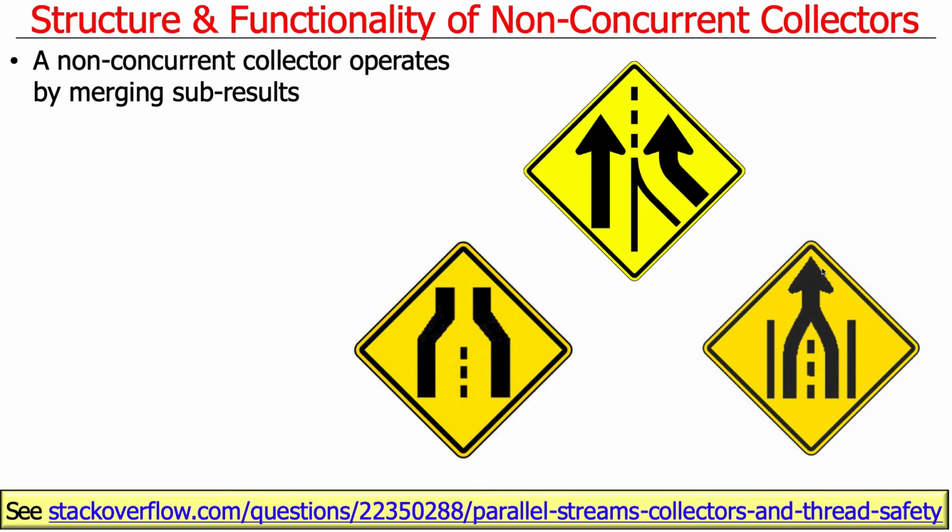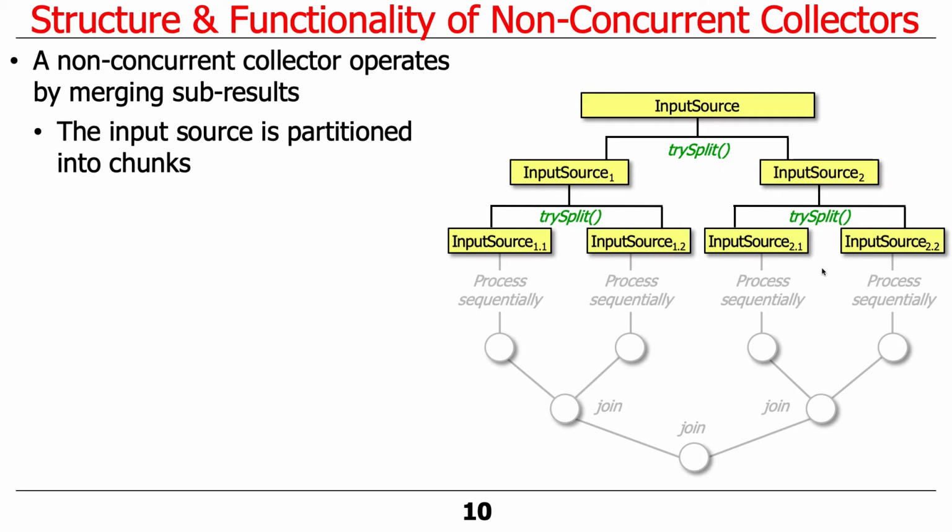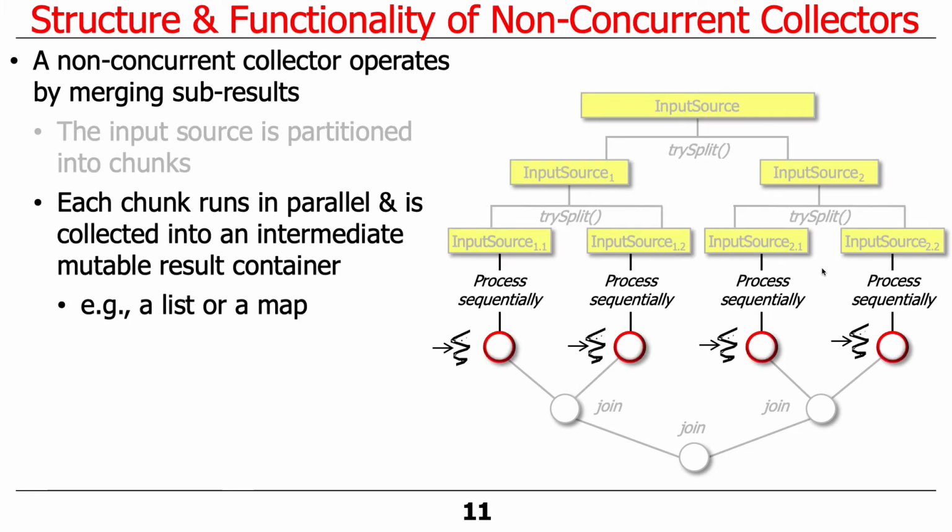So, as we mentioned before, and we'll go into more detail now, a non-concurrent collector operates by merging sub-results, and it can do this multiple times as it goes through the processing. Again, the input source is partitioned into chunks. We've talked about that before. That's what spliterators do. Each chunk is then run in parallel in the common fork-join pool, and then each chunk is collected into this intermediate mutable result container, which could be a list or a map or a set or whatnot.